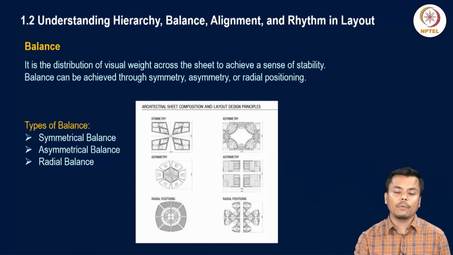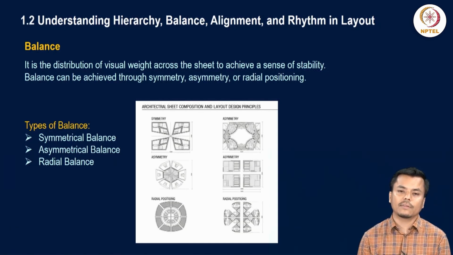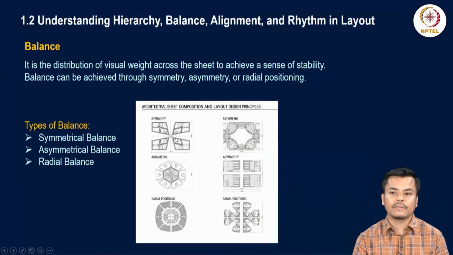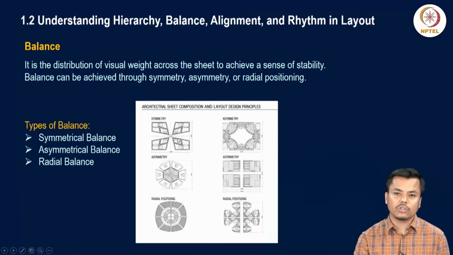Next is balance. It is the distribution of visual weight across the sheet to achieve a sense of stability. So balance can be achieved through symmetry, asymmetry or radial positioning of the different objects within the sheet. So types of balance include symmetrical, asymmetrical and the radial balance. So some ideas are being shown here in the image by which you can present your drawings within the sheet.